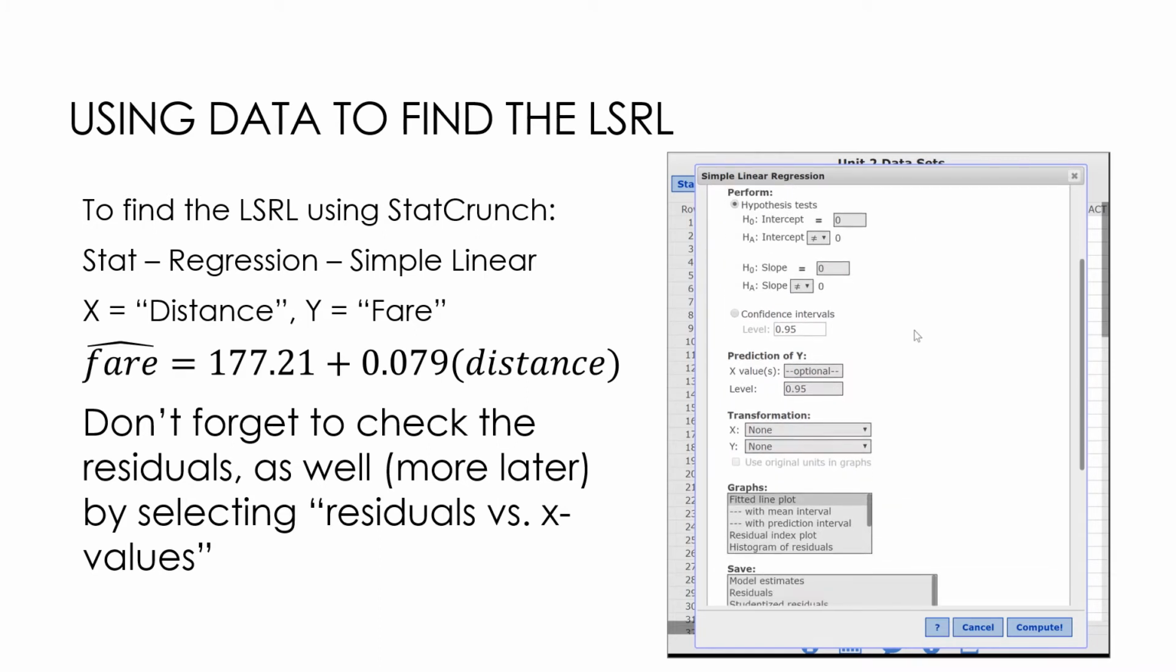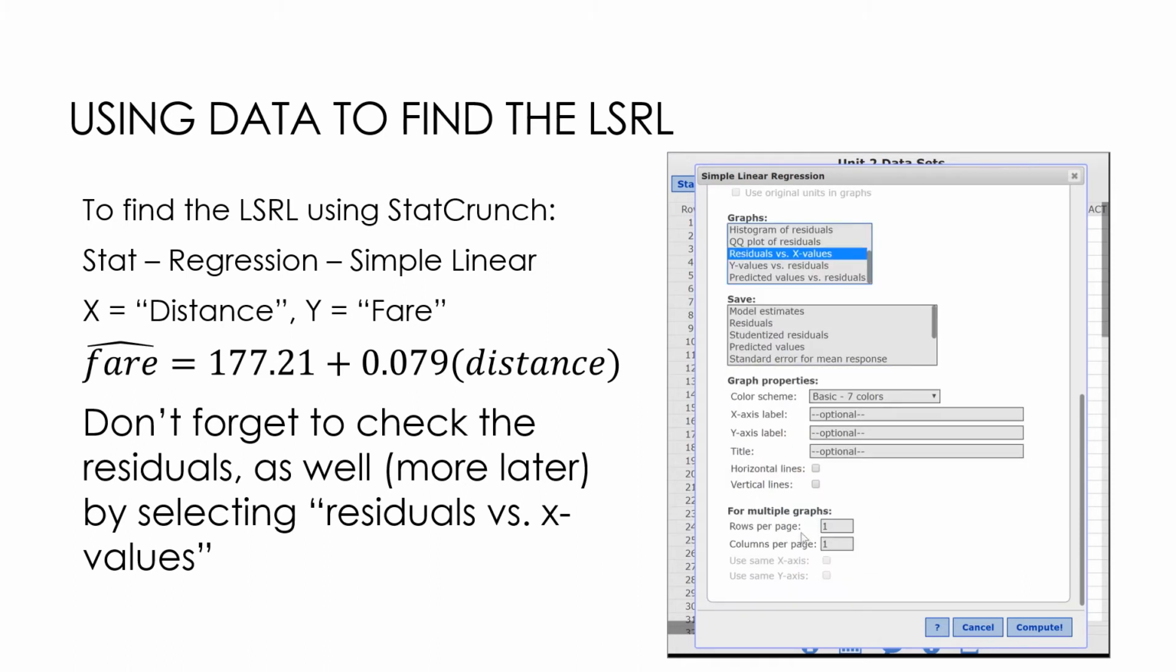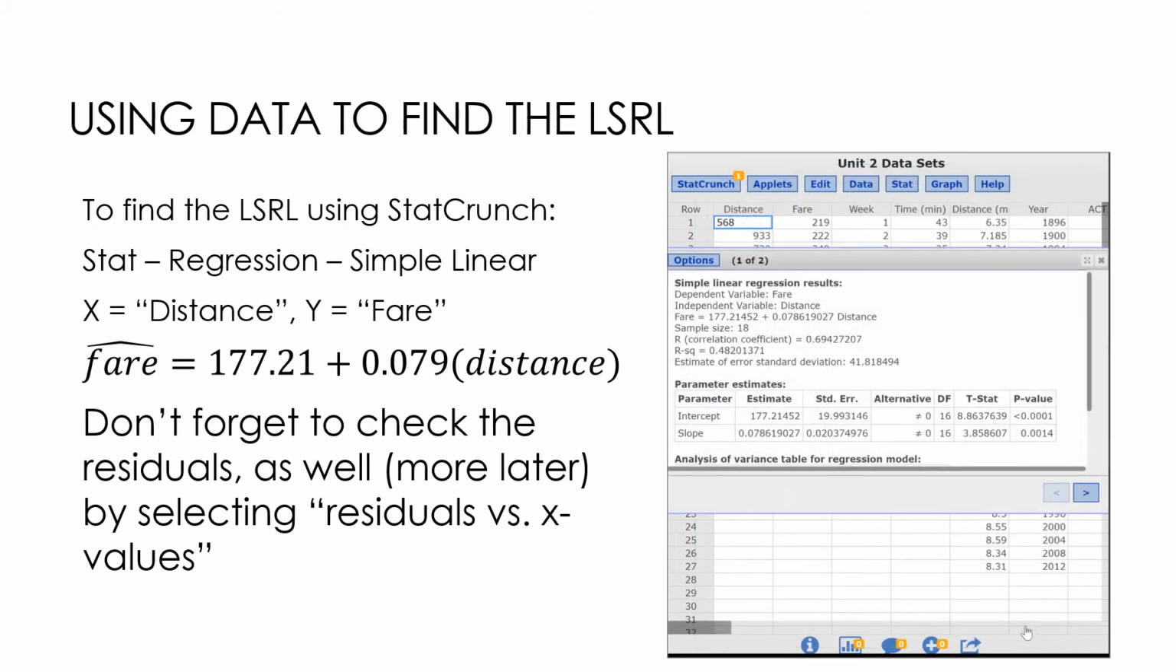I'm going to go down to where it says fitted line plot. That one is automatically chosen. Typically, I will also go down to residuals versus x values and control select that so that I have just those two. And then all the way down at the bottom, I usually choose 2 columns per page. What that's going to do is give me my 2 graphs and put them on the same screen so I don't have to keep arrowing through them. But notice what happens when I click compute.